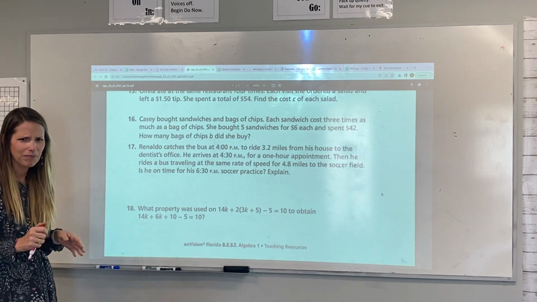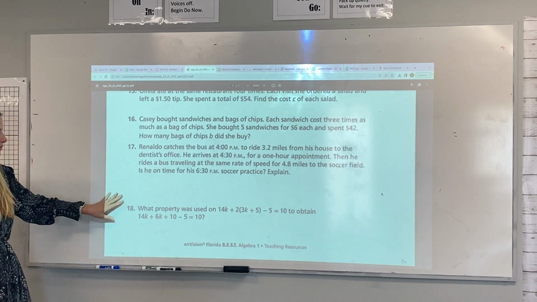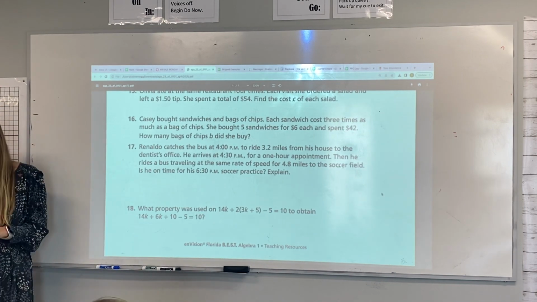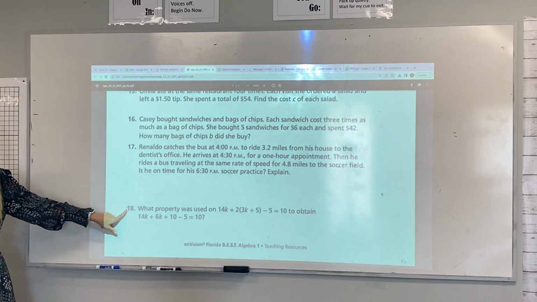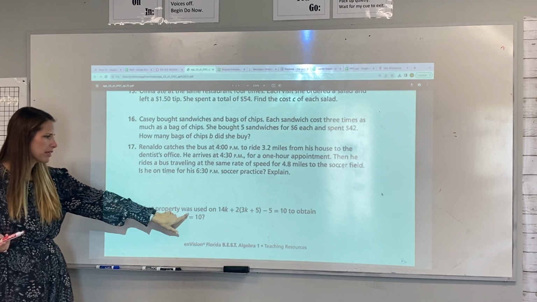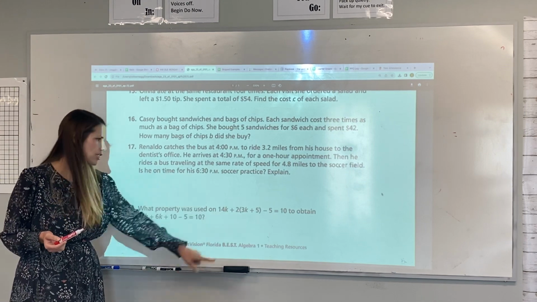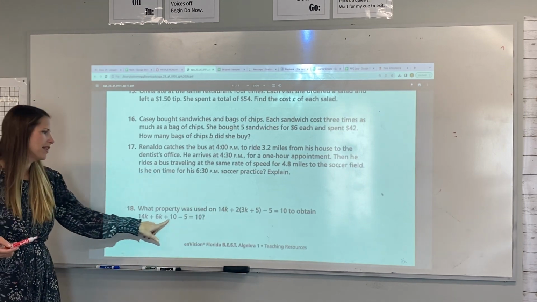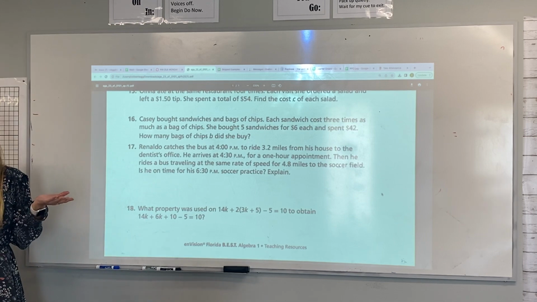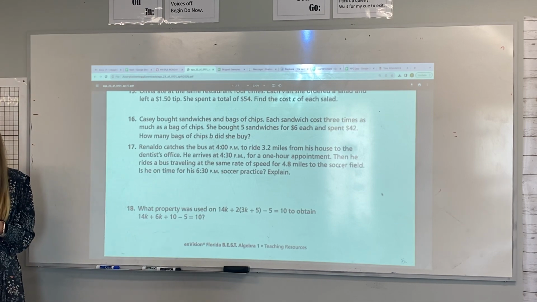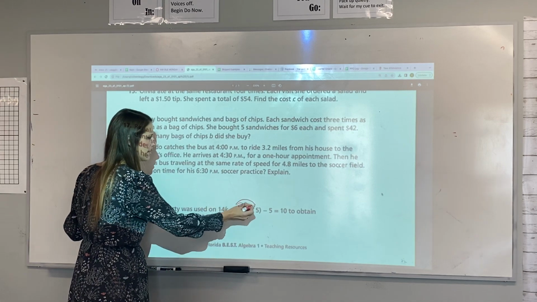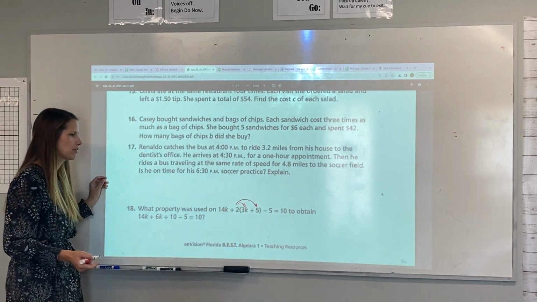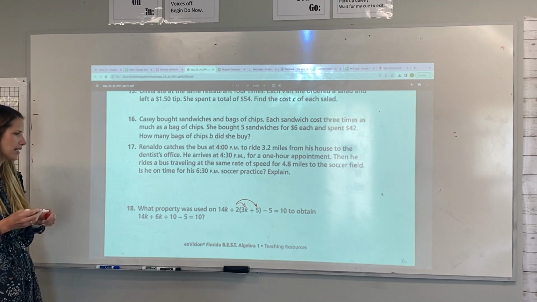Okay, all right, let's jump down to number 18 here. It asks me to name the property used. We don't have to solve anything, right? What property was used on this equation to obtain this equation? Distributive. Did everybody get that one? Yeah, pretty easy, because they distributed this term to both of the terms in here, and that's all they did. They didn't even solve it.